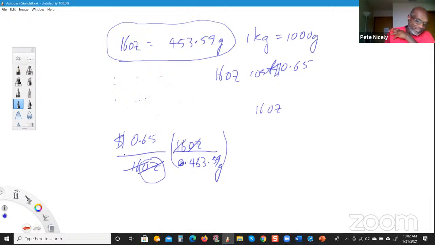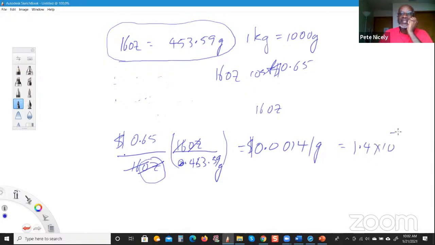0.65 divided by 453.59. And that would give you, according to my calculations, 0.0, no, we have to round this off to 2 sig figs. So this would be 0.014. And the units here would be dollars per gram. Or if you want to write this in scientific notation, it would be 1.4 times 10 to the minus 3 per gram. All right, so that would be the cost per gram.